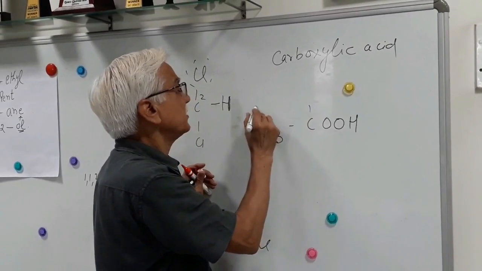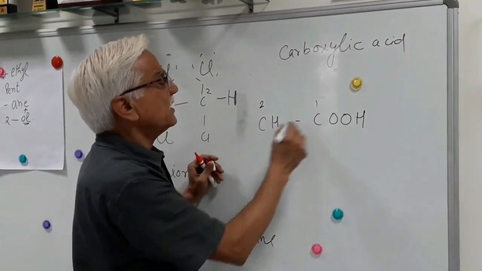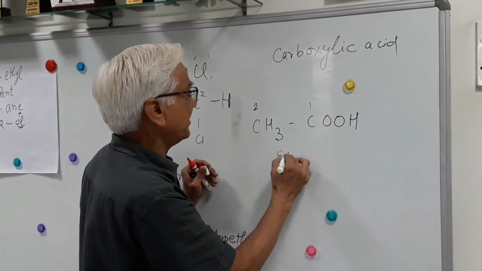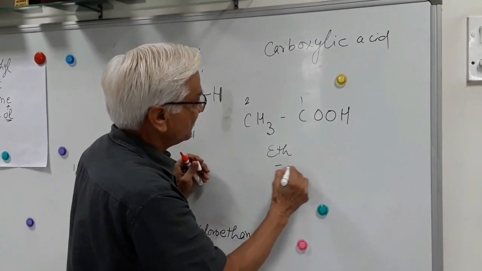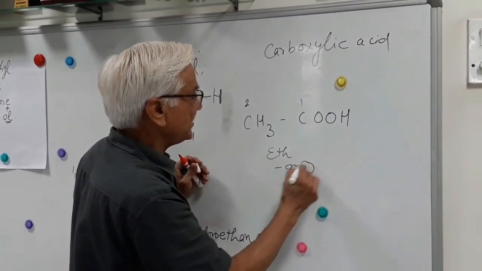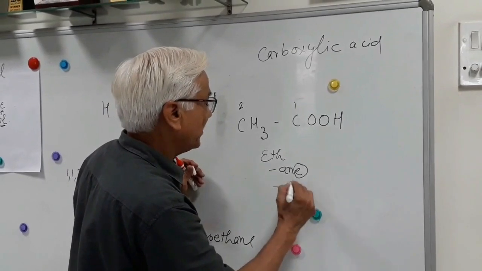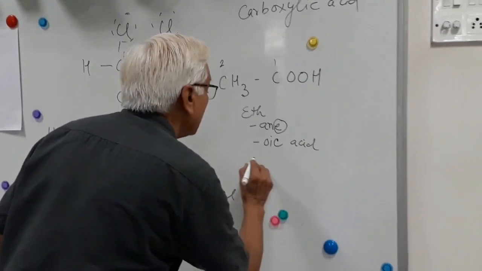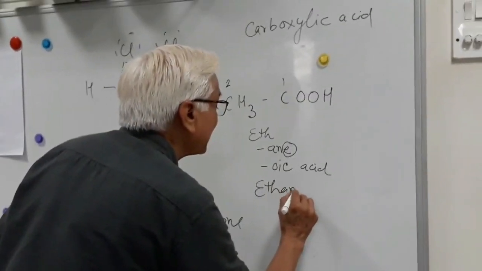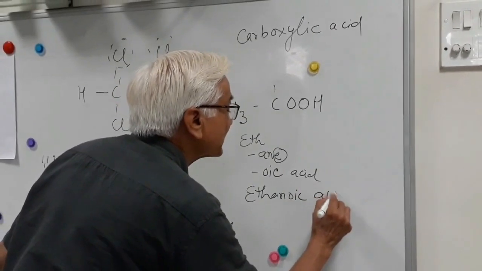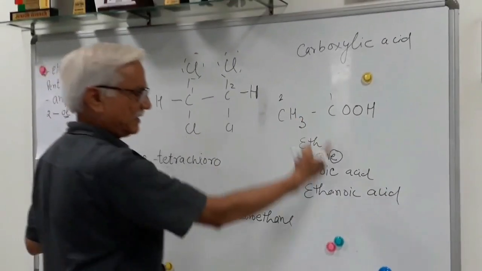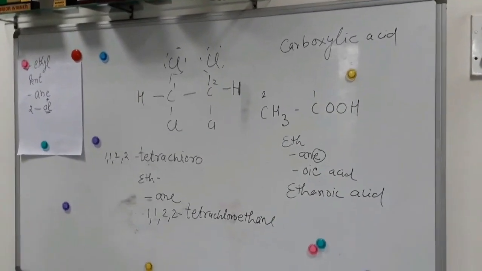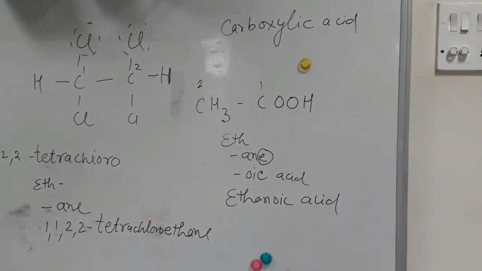So this is 1, this is 2. So what is the side chain? There is no side chain. So what is the parent chain? Eth. Hydrocarbon is ethane. The e is replaced by the functional group suffix. Oic acid is the functional group suffix. So what should be the name? Ethanoic acid. Ethane is replaced by oic acid. So the name is now ethanoic acid.